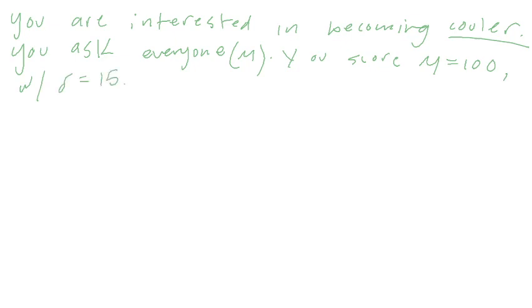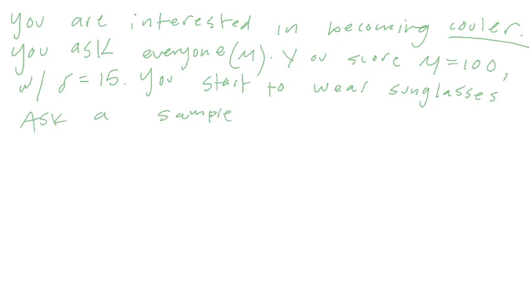So in order to increase your coolness, what you're going to do is start to wear sunglasses. You start to wear sunglasses all the time. Indoors, outdoors, at night, like cool people do. Okay, so you start to wear sunglasses. And then after that, you ask a sample of 30 friends. So this is going to be your N. A sample of 30 friends to rate your coolness after that point. And at this point, your mean coolness score is 112, so you have increased it.